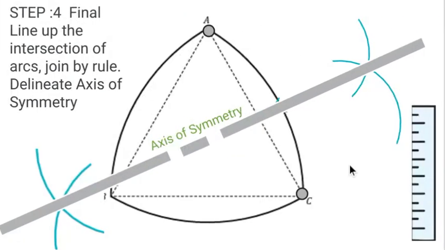Now all we need to do is line up the axis between the points of intersection and denote this as our axis of symmetry.